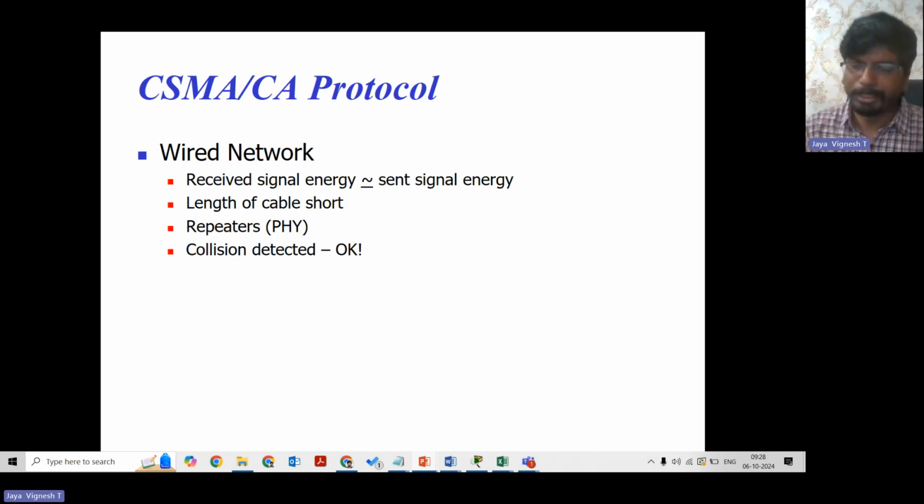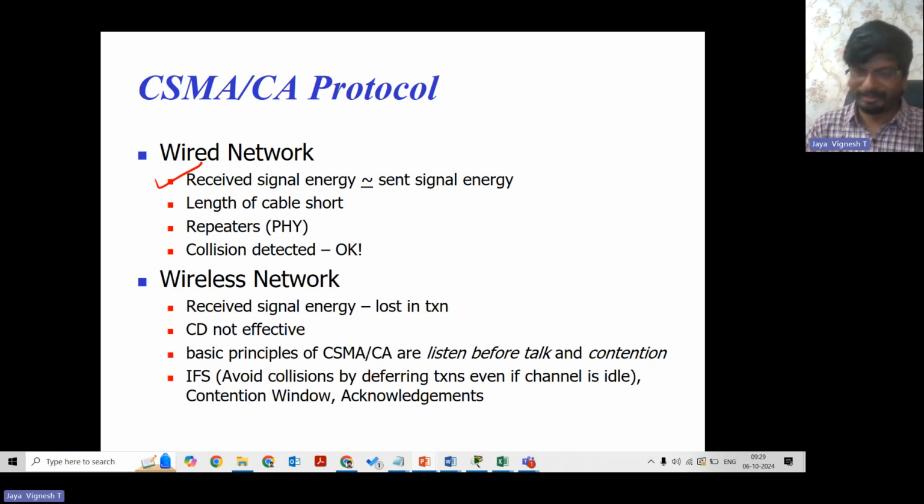This is because a wired medium is a guided medium and there is not much signal that is getting lost in the transmission. So we could say that the received signal energy is almost the same as the sent signal energy. The only factor that attenuates the strength of the signal is distance, right? There are not many other factors that contribute to deterioration in signal strength. So when two signals collide, you could expect the energy level to double, and the transmitting station could detect this abnormal energy level and abort the transmission. And so collision detection logic can work in wired.